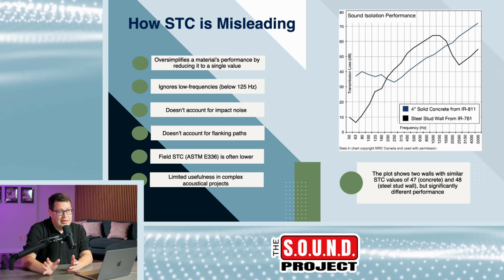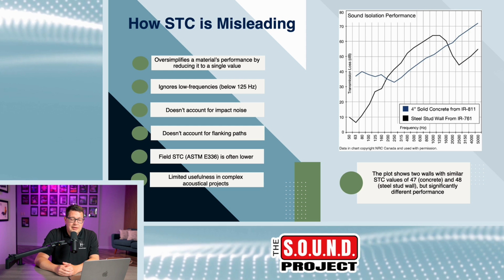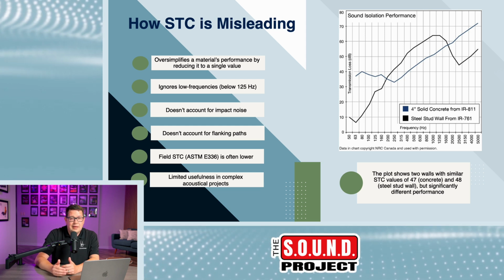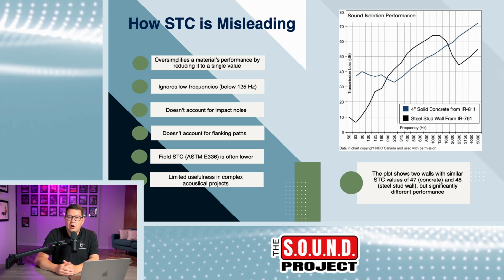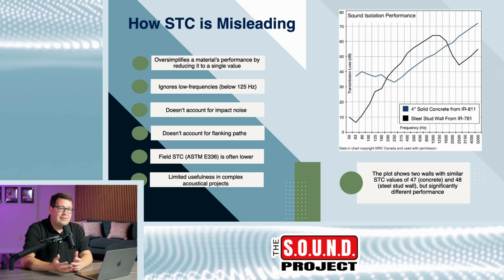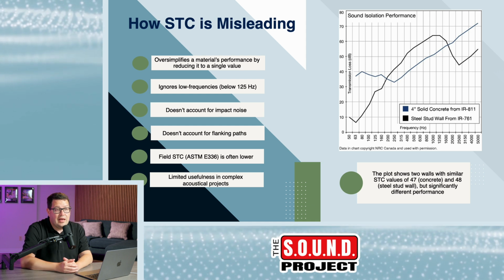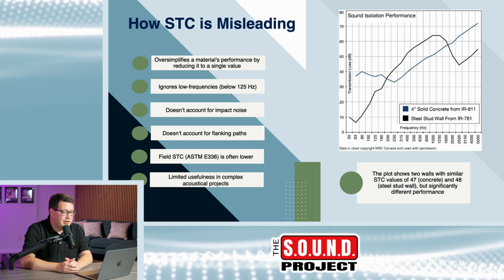That's a whole other rating called IIC, which we'll cover on this channel as well. But impact noise is something like someone walking above you with hard-soled shoes, or someone moving a piece of furniture above you, and you hear that impact sound coming through into your room. STC doesn't account for that. That's a whole separate metric that we're looking for.